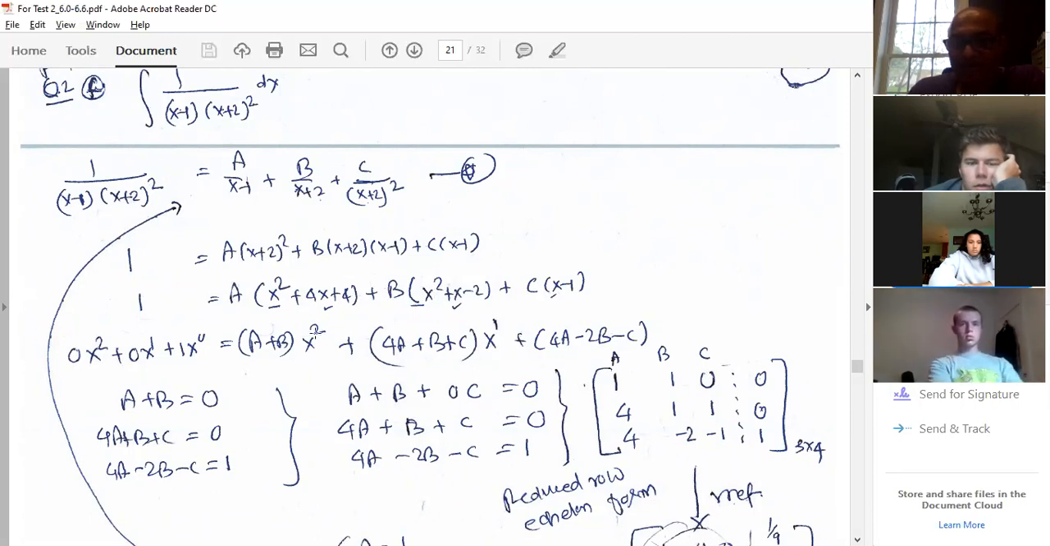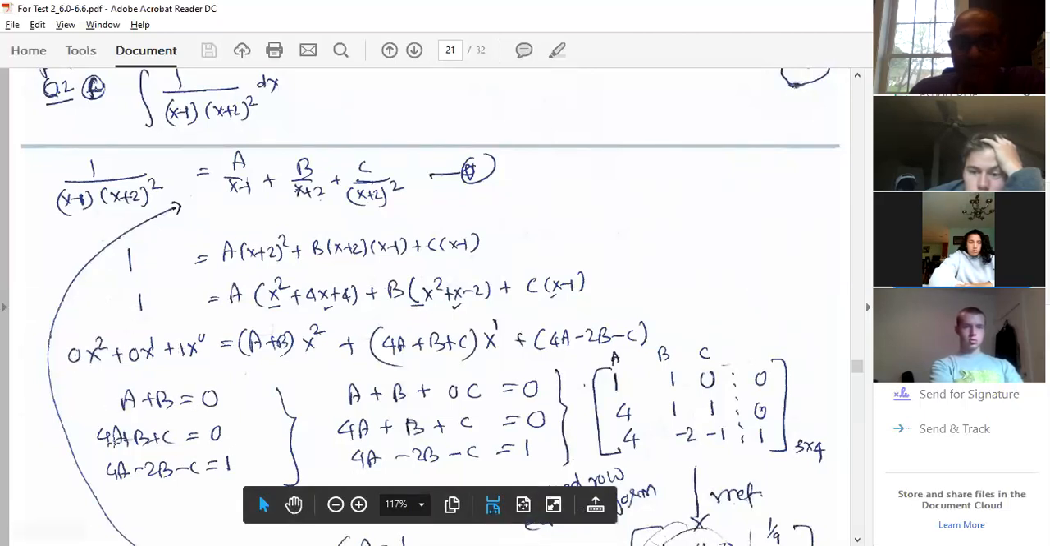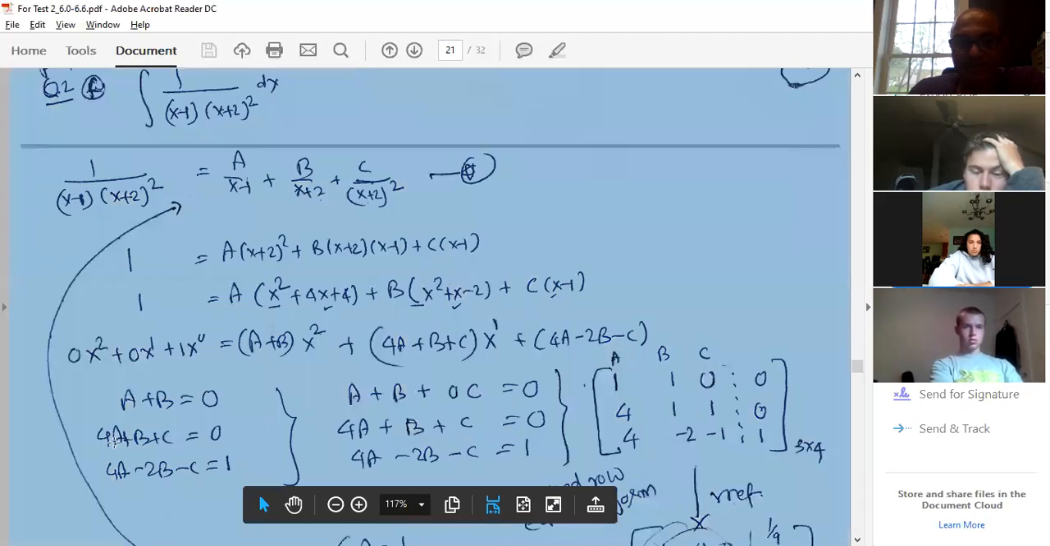I have x squared, x to the power 1, and x to the power 0, descending order of x. That's what I'm writing here. 1 can be written as 0 times x squared, 0 times x, and 1 times x to the power 0, which is 1. So 1 times 1 is 1. So 1 can be written in this form. If you compare, a plus b equal to 0, 4a plus b plus c equal to 0, and 4a minus 2b minus c equal to 1.